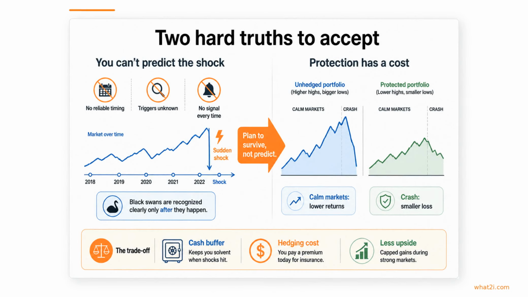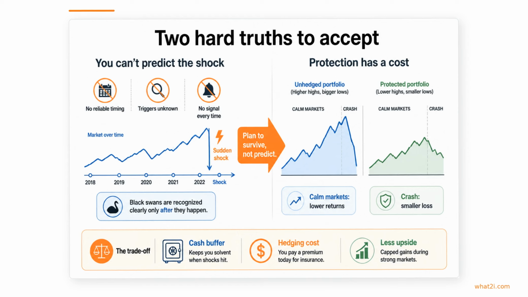Planning for black swans starts with accepting two uncomfortable truths. First, you usually cannot predict the timing or trigger with enough reliability to act perfectly in advance. There is no indicator that warns before every crash, and waiting for certainty usually means waiting too long. Second, meaningful protection is rarely free. Cash buffers, hedges, and more conservative positioning often reduce returns during calm periods. That means preparation usually requires giving up some upside before the crisis arrives.